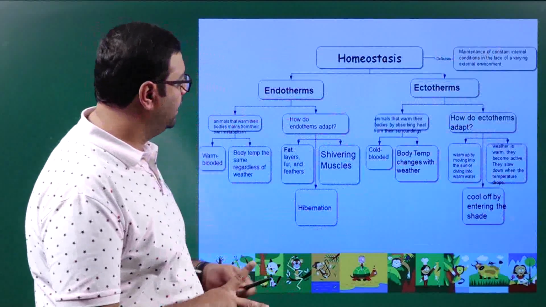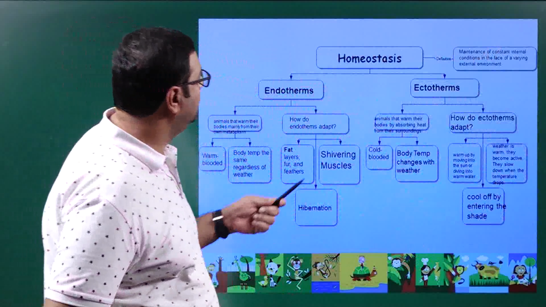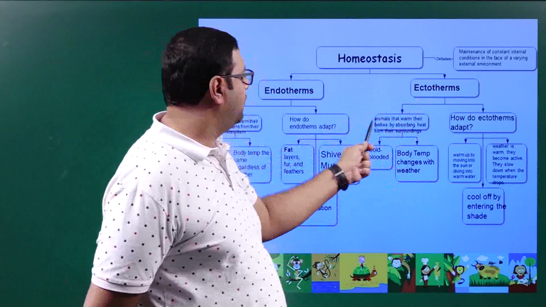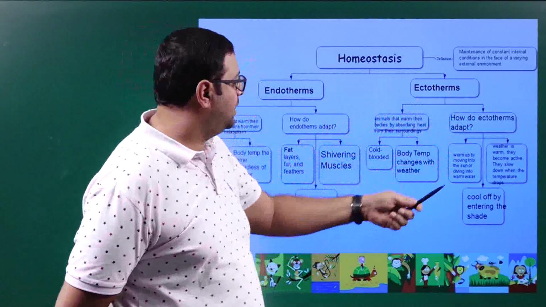Now, we have completed this chart. You may note it down. Ectotherms: animals that warm their bodies by absorbing heat from their surroundings. Then, how do ectotherms adapt?